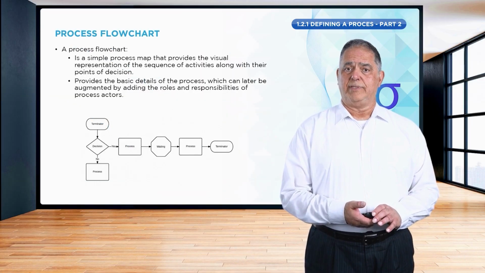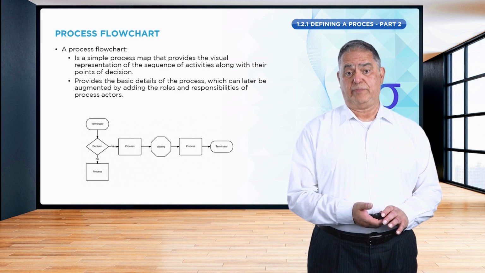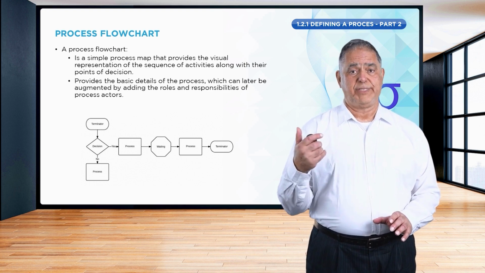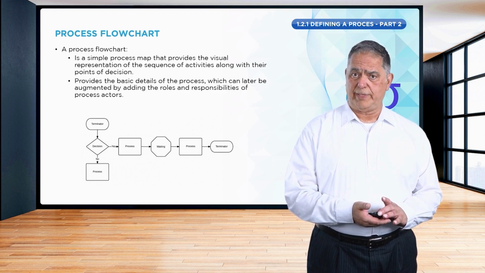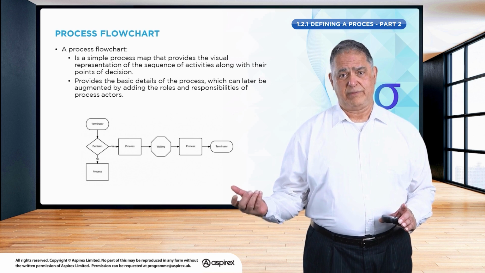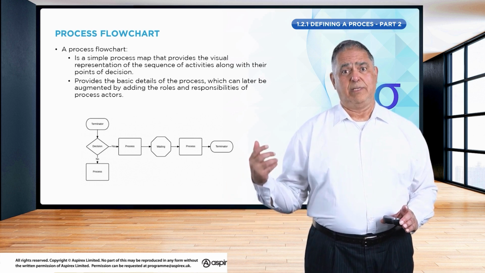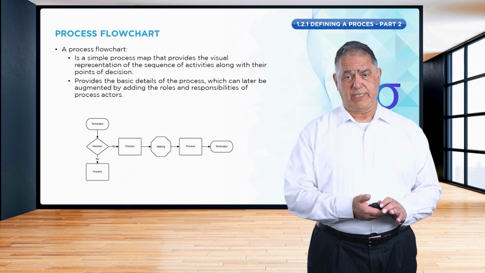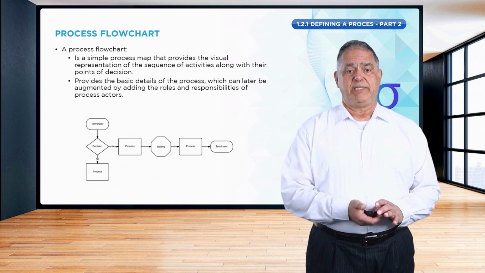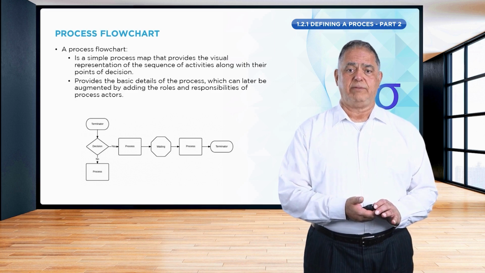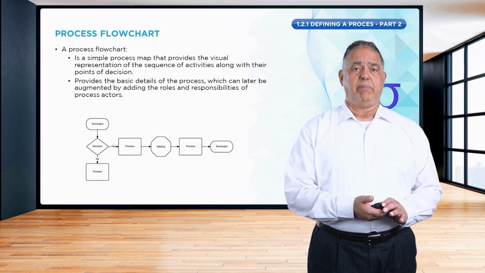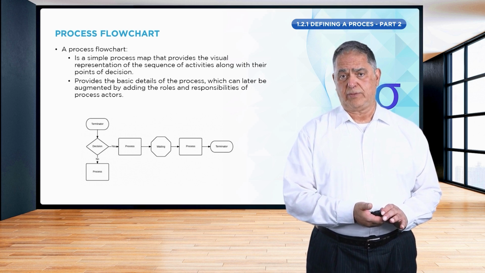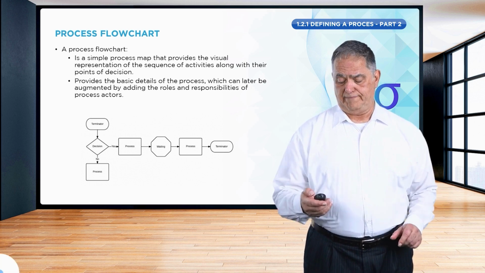A process flow chart is the simplest form of a process map, and it provides a visual representation of the sequence of activities that have to be completed in order to have a desirable result. For example, a unit of product that is ready to be handed over to the customer. It provides the basic details of the process, which can later be augmented by adding, for example, roles and responsibilities of the process actors participating in the process.